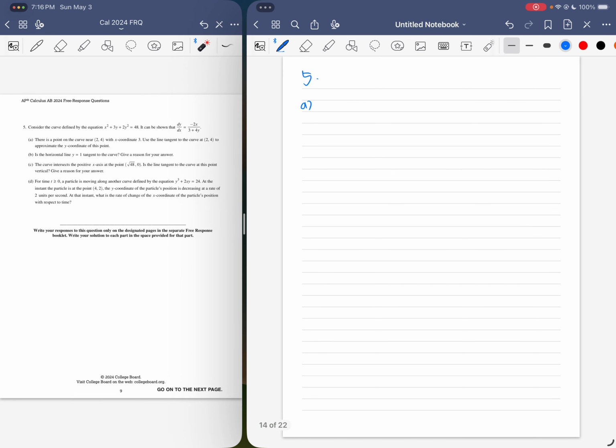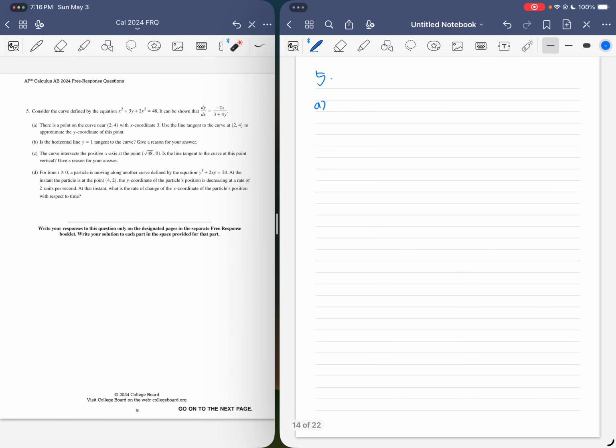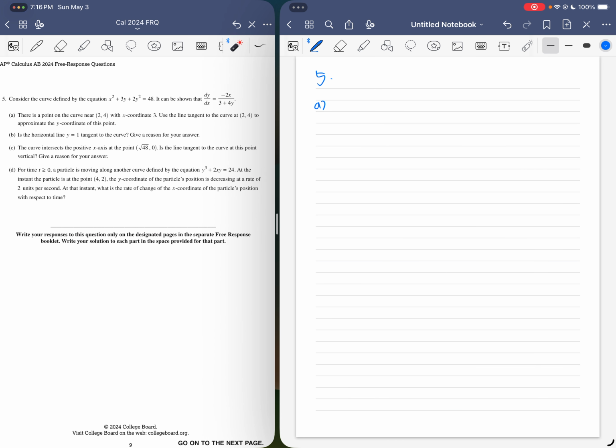Hello guys, this time I will go over Calculus 2024 FRQ question number 5. This one is really easy, as long as you do not overthink. So let's do it one by one. Consider the curve defined by this equation here, and it is shown that dy/dx is equal to this. So it's given to us.